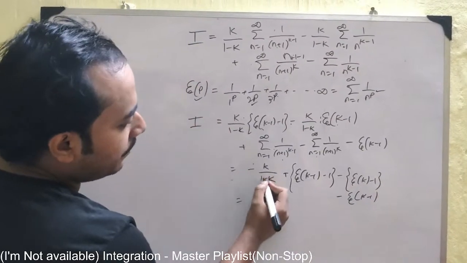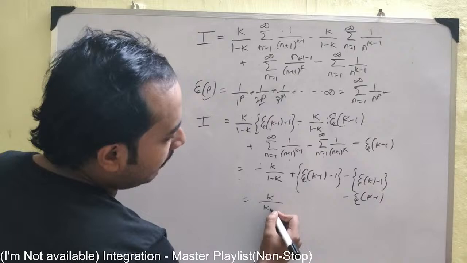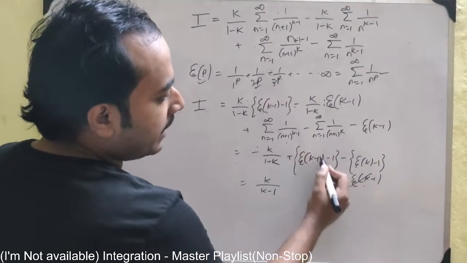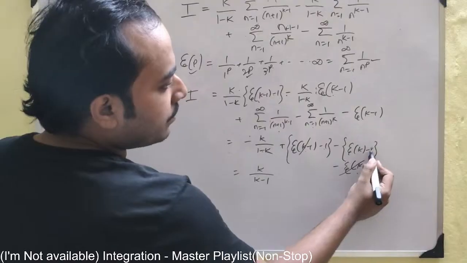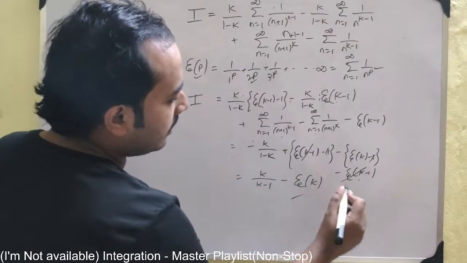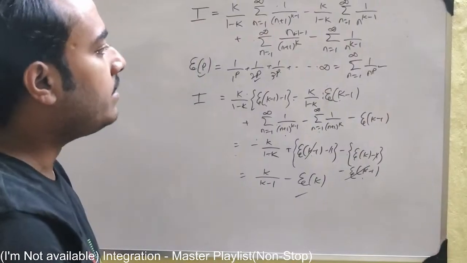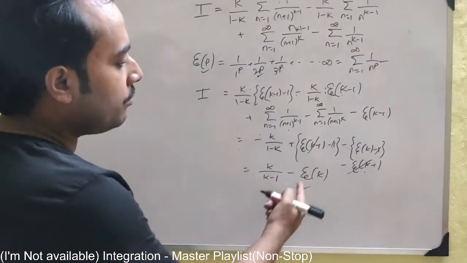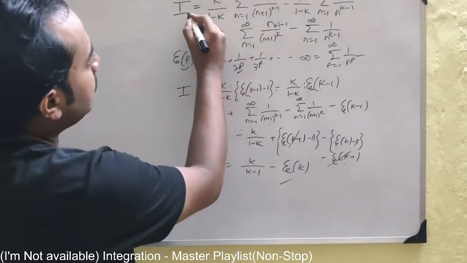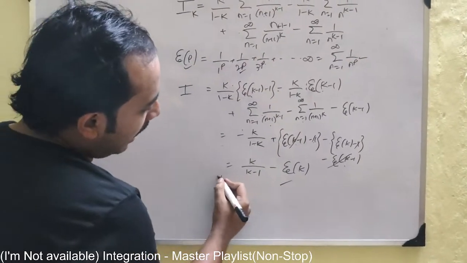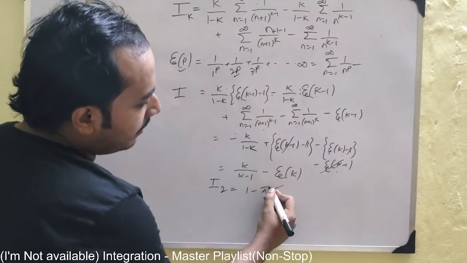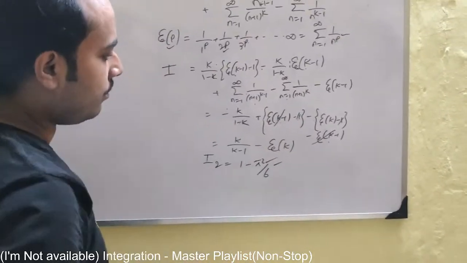Okay, absorb the minus here and you get k by k minus 1. You see that this zeta of k minus 1 and zeta of k minus 1 cancel, the minus 1 and the plus 1 cancel, and you have minus zeta k. So the answer stands as k by k minus 1 minus zeta of k. For k equals 2, the value of zeta 2 is pi square by 6. So if this was a function of k, you can say then I2 simply equals 2 by 2 minus 1, which is 1, minus pi square by 6, which is the value of zeta 2.